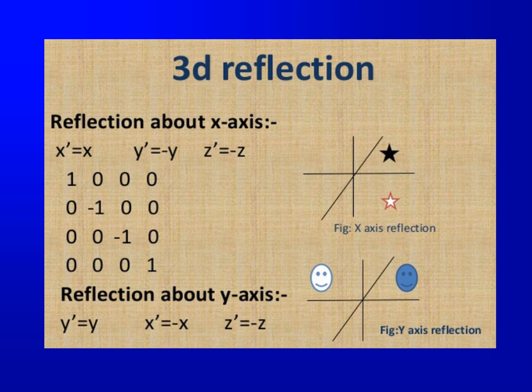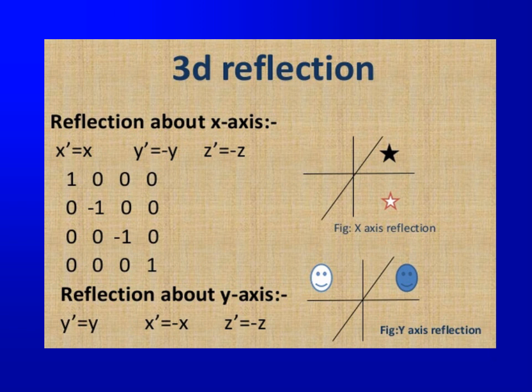Okay, so first this one is for the x axis and the matrix is 1 0 0 0, 0 minus 1 0 0, 0 0 minus 1 0 and 0 0 0 1. Okay, and you can see the figure also for the reflection of the x-axis.